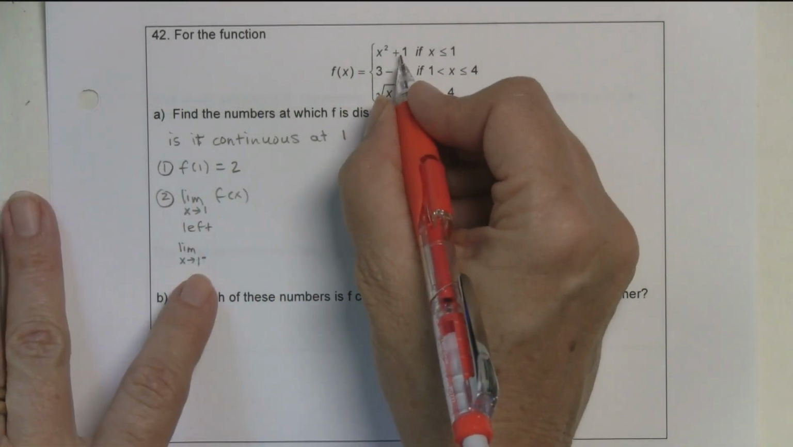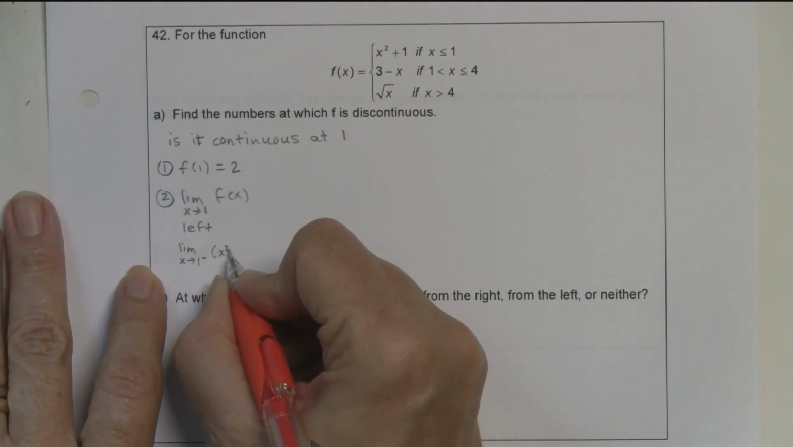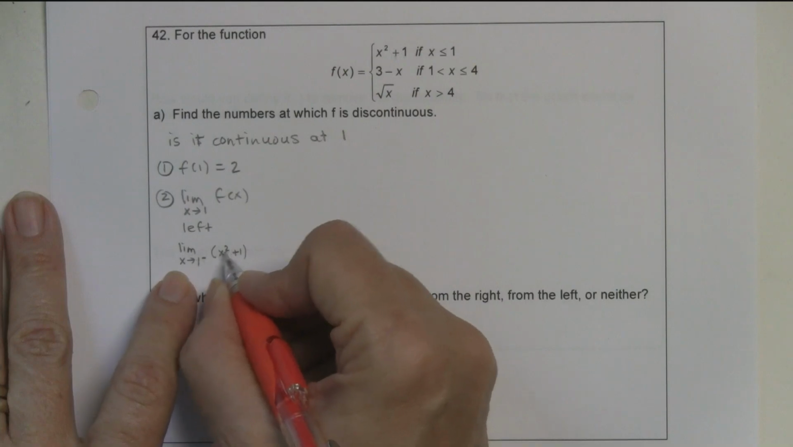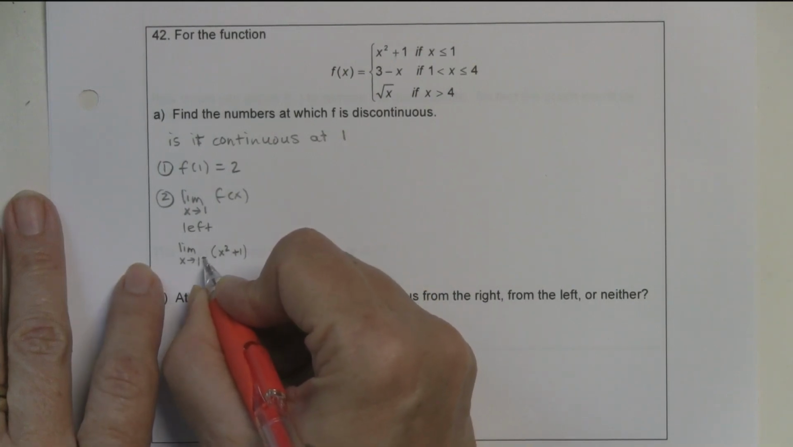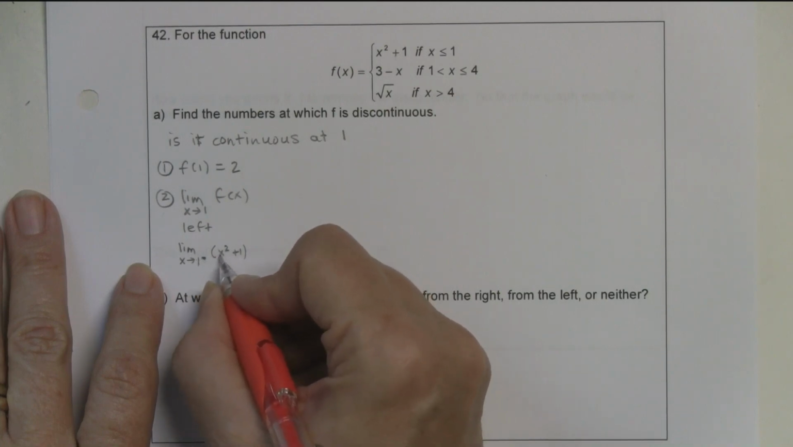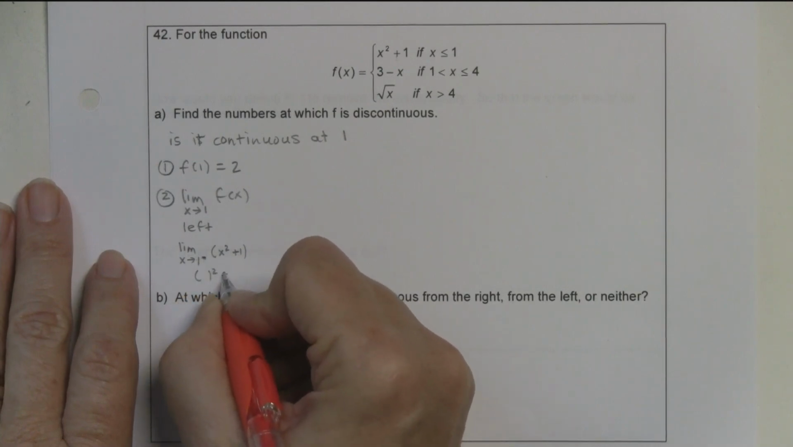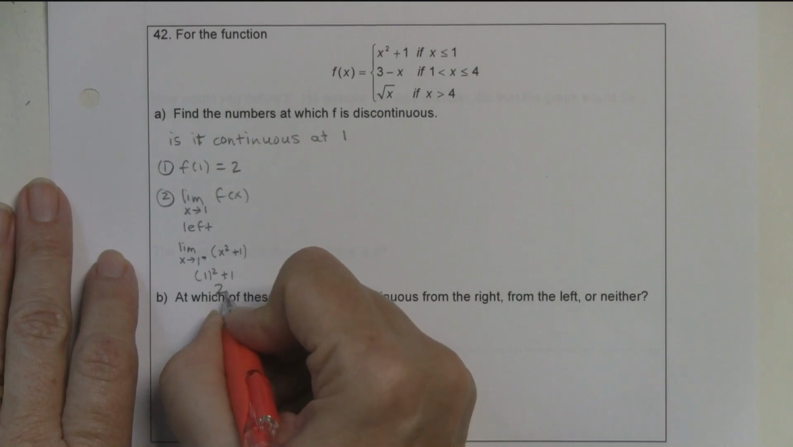So for a little bit smaller than 1, I would use this function, x squared plus 1. And since that's a polynomial, I can substitute in there, and when I plug in 1, you don't have to worry. The little negative up here said from the left side, which told me which function. And since it's a polynomial, all I have to do is substitute in. I want it clear that I'm just substituting in 1. And so I'm going to get 2.